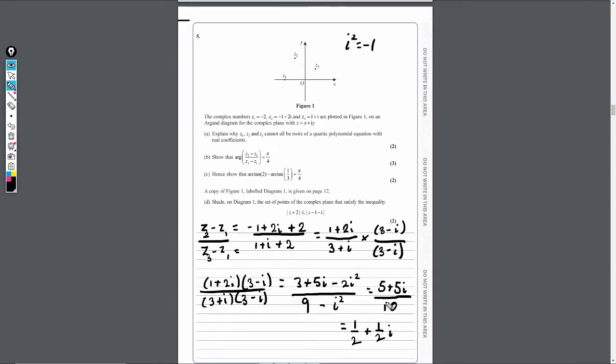Okay, so now we've just got to find the argument of this. We've got it into its best form to work with now. So to do that, we have to do the inverse of tan, so arctan, or tan inverse.